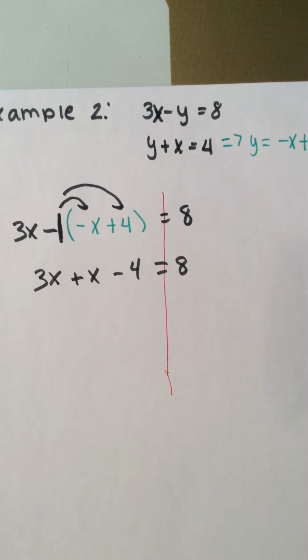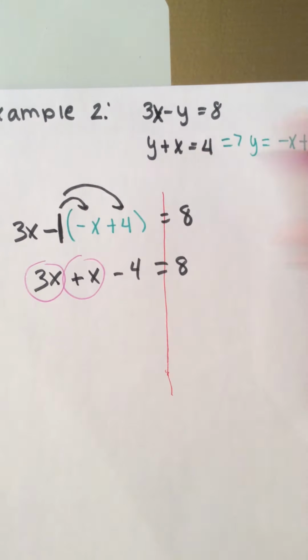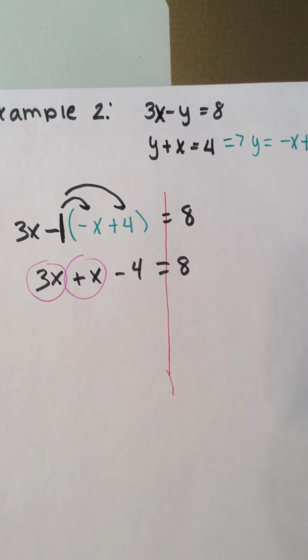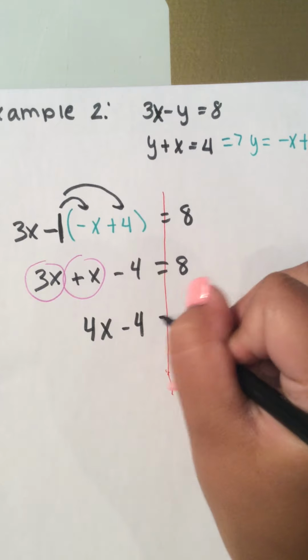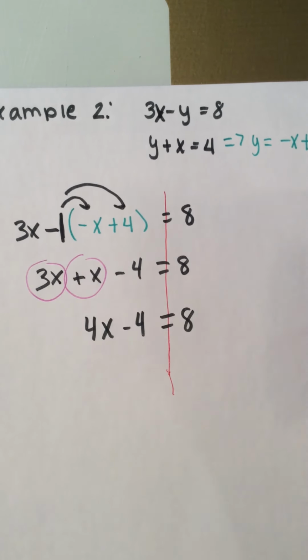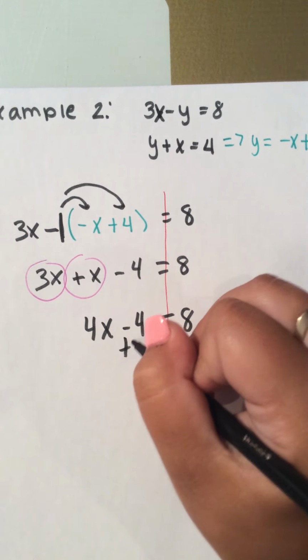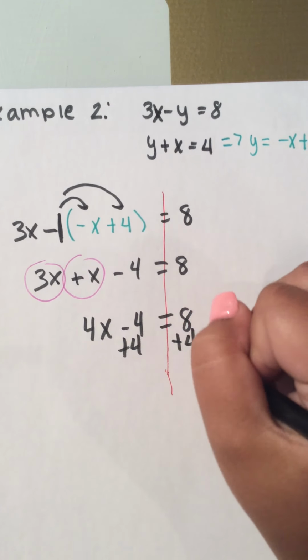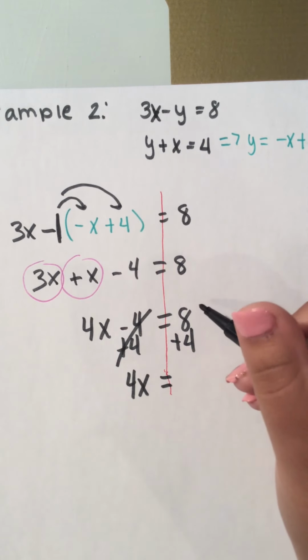Here's where I'm going to circle the variables now because I've already distributed. As you can see on that left-hand side, I can combine 3x and x. Well, 3x plus x is just 4x minus 4 equals 8. And now I can solve for it. This negative 4 has to go, so I have to use the opposite operation, which would be plus 4 on both sides to cancel out here.